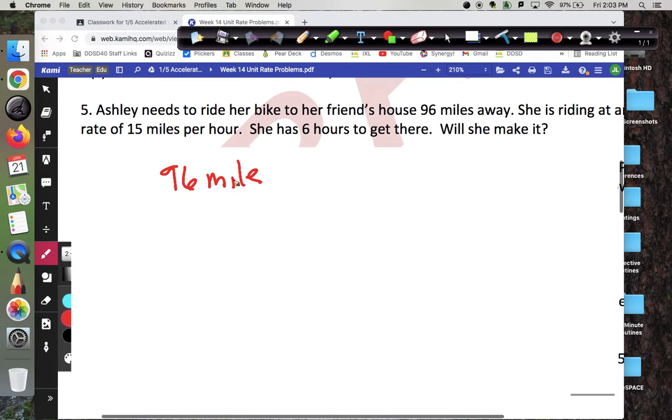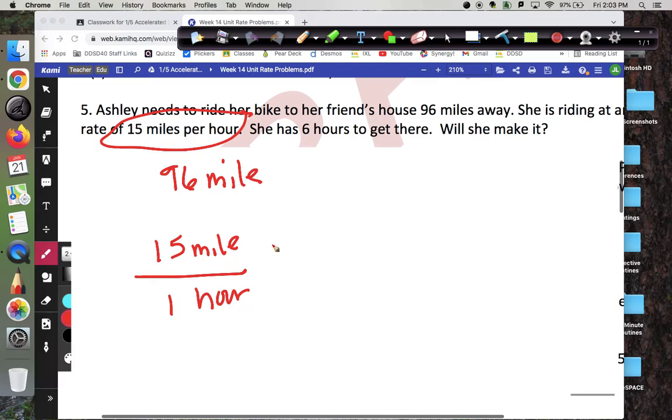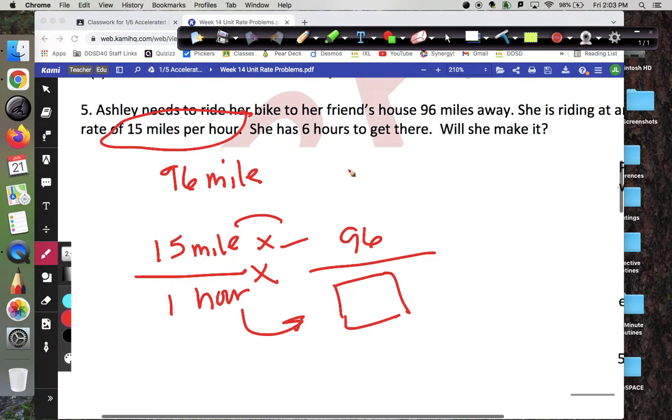down in our notes. But then we have this rate, and here's what's important, that we can take this 15 miles and put it over 1 hour. Because when we turn it into this fraction, we can then have a multiplier, and we can multiply 15 times something to equal 96, and then multiply that same thing by 1 and figure out if she has enough time, if she has that 6 hours.